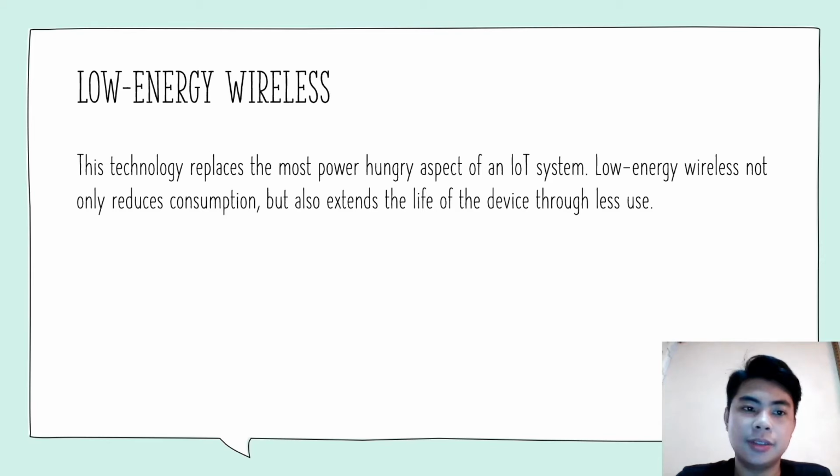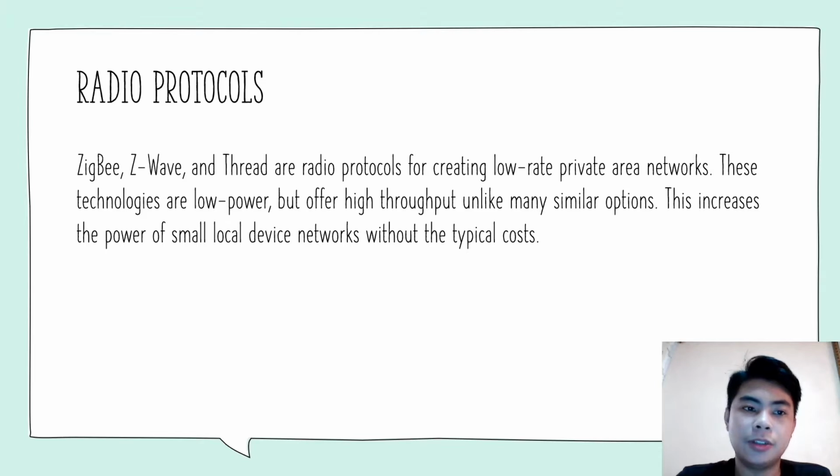Low-energy wireless. This technology replaces the most power-hungry aspect of an IoT system. Low-energy wireless not only reduces consumption but also extends the life of the device through less use. Radio protocols. Zigbee, Z-Wave, and Thread are radio protocols for creating low-rate private area networks. These technologies are low power but offer high throughput unlike many similar options. This increases the power of small local device networks without the typical cost.